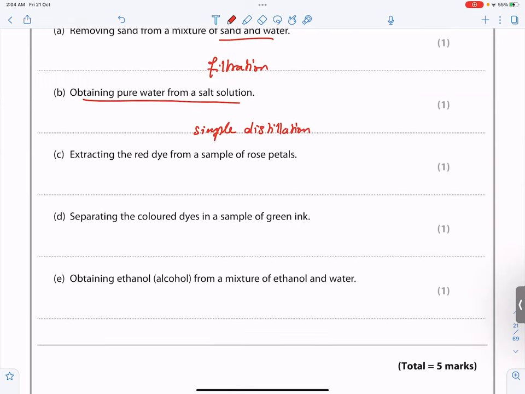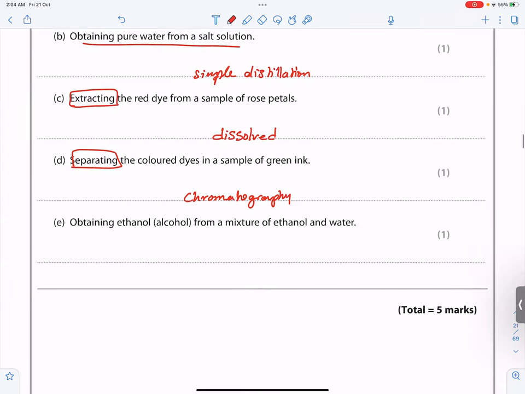Extracting red dye from a sample of rose petals. يبقى دي dissolving, not chromatography. لأن احنا بنعمل extraction of color, not separating color. Separating يبقى chromatography. اللي هي paper chromatography. أما extracting دي by dissolving. يعني أنت تجيب الروز petals تحطها في solvent وتعمل extracting للcolors بتاعت الروز petals وبعد كده بتعمل filtration to remove rose petals يفضل لك color solution اللي هو red color. بعد كده obtaining ethanol from a mixture of ethanol and water دي بتبقى fractional distillation.